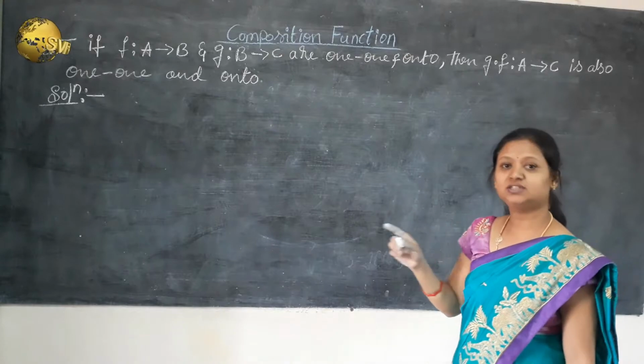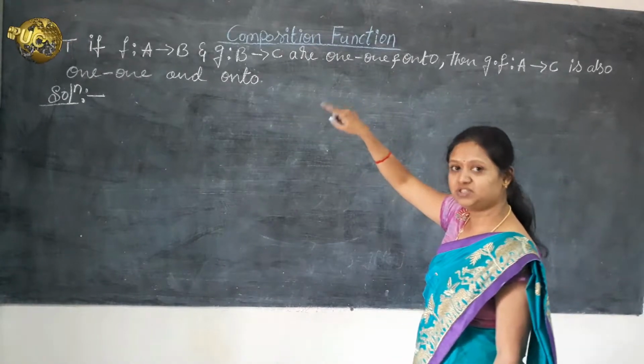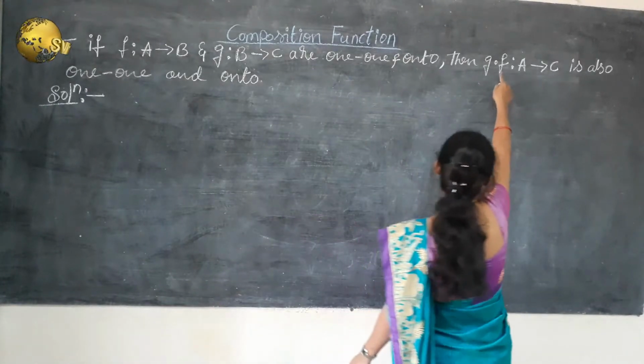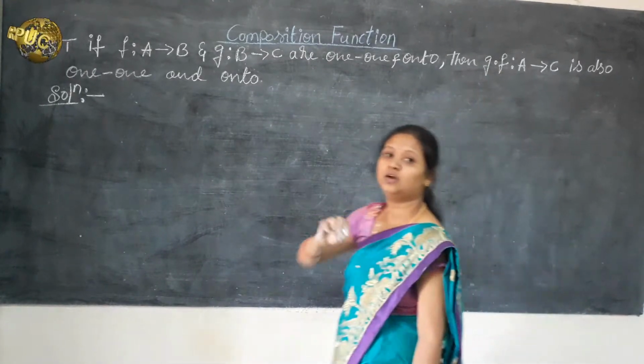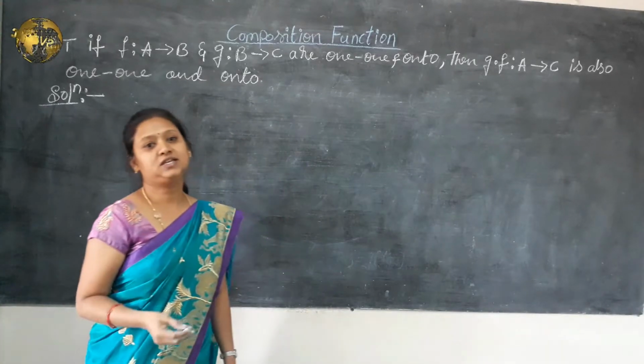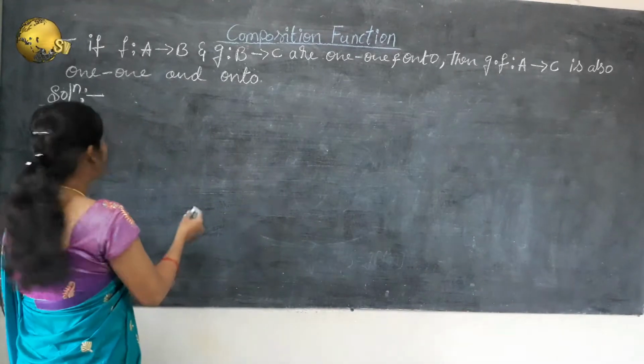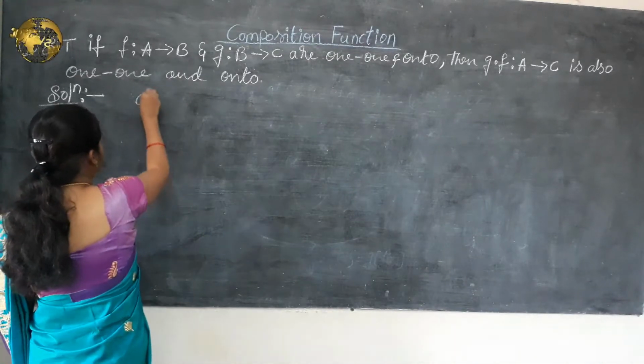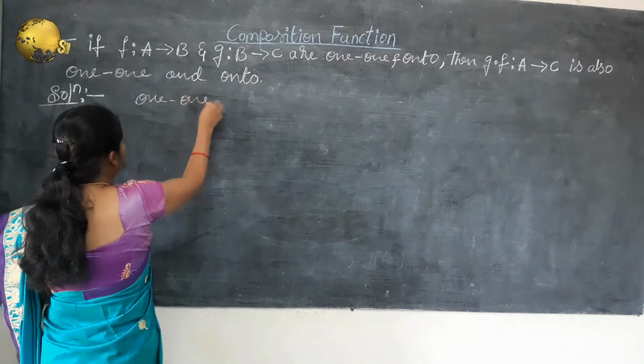Clear? If the functions are individually bijective, that means one-one and onto, I have to show their composition, that is g composition f, is also a bijective function. Let us see how to prove it. As usual, you know the process of one-one and onto, correct? I will take the one-one part first.